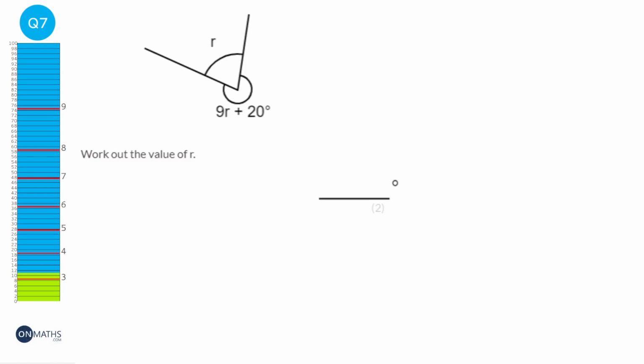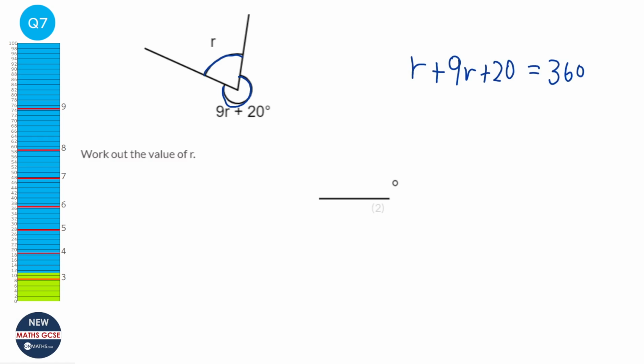So angles on a point add up to 360, and we are given the values of the angles but in terms of r. So we know that r plus 9r plus 20 will equal 360. So we've got an equation here we can solve. So first of all, let's add the r's together, and so that will be 10r plus 20 equals 360.